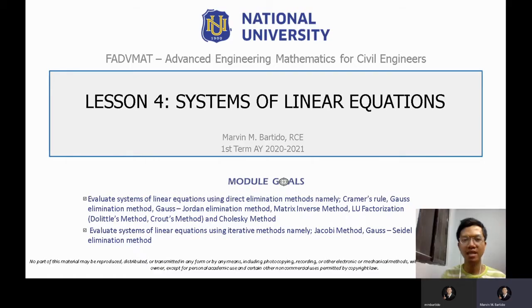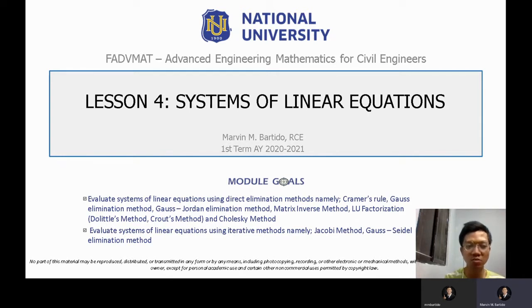Hi class, so today here in Advanced Engineering Mathematics for Civil Engineers, we're now going to discuss our fourth lesson, which is about systems of linear equations. So for this topic, our intended learning outcomes are as follows.